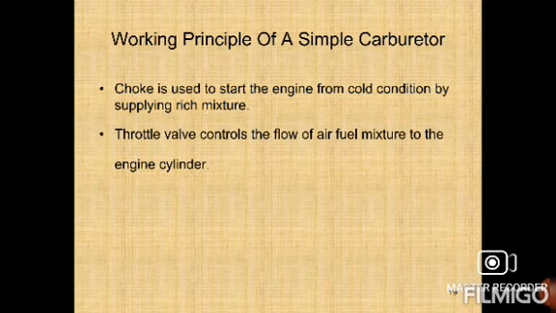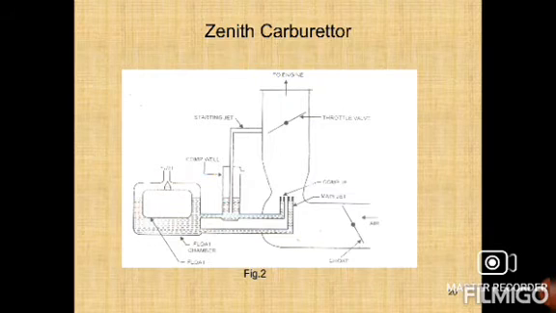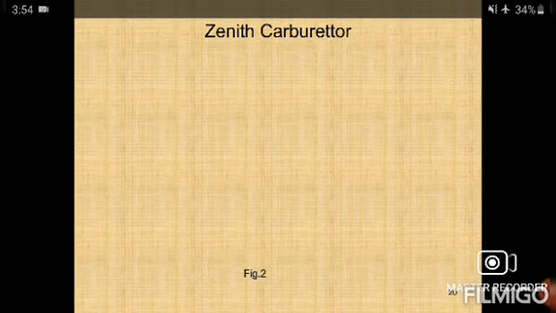In the working of a simple carburetor, the choke is used to start the engine from cold condition by supplying a rich mixture. We know that while starting, sometimes we need to operate the choke. The throttle valve controls the flow of airstream to the engine cylinder, so while accelerating we control the mixture going to the engine cylinder. Then the next one is the zenith carburetor.